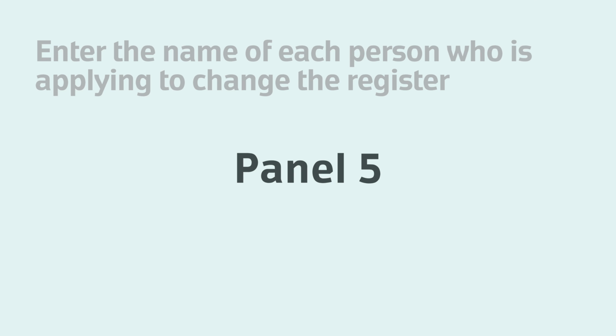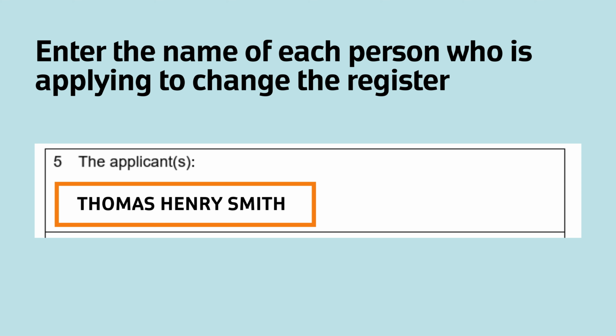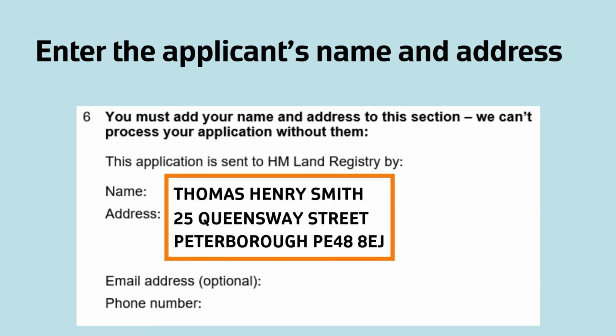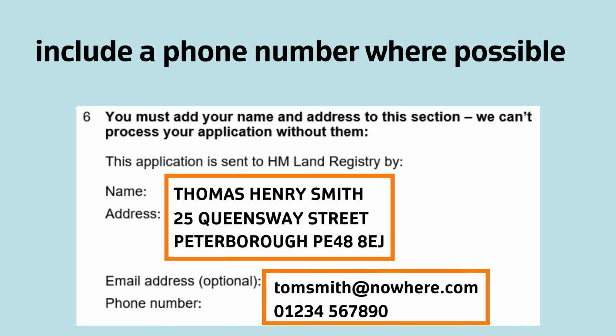In panel 5, enter the name of each person who is applying to change the register. Panel 6 must always be completed by the person sending the application to HM Land Registry. Let's assume that's you. Give the full name and address of the person sending us the application. That's your name and address, including a phone number if possible.